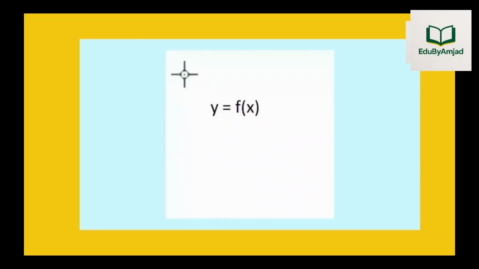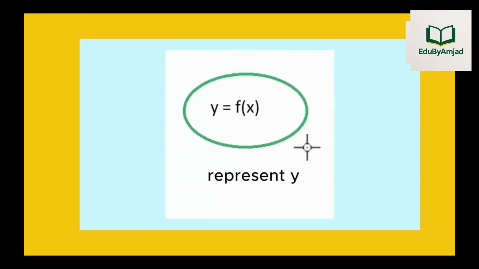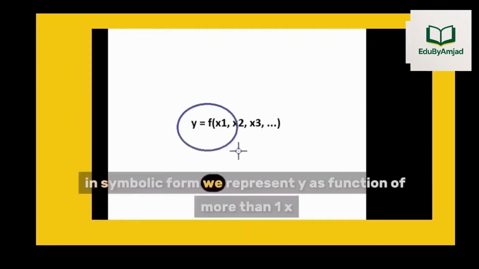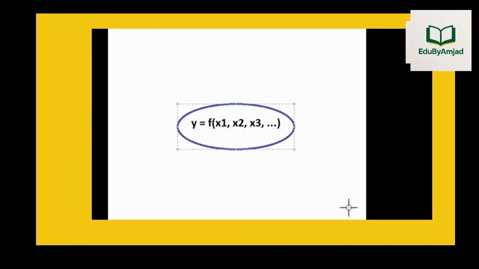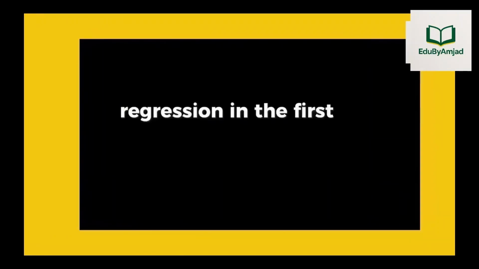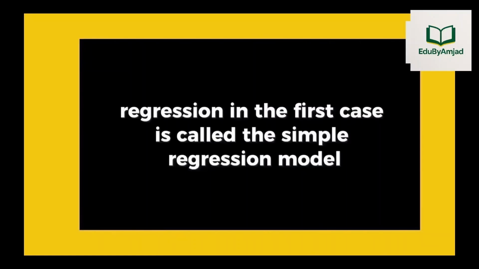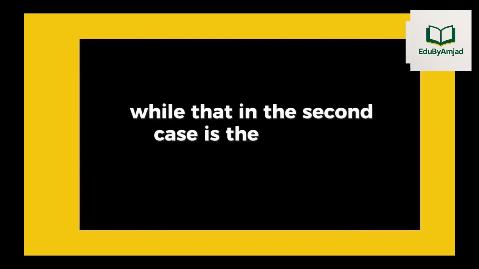Let's assume variable y is a function of a variable x. In symbolic form, we represent y as a function of x. Or, in another case, variable y is a function of more than one variable, x1, x2, x3, and so on. In symbolic form, we represent y as a function of more than one x. Regression in the first case is called the simple regression model, while that in the second case is the multiple regression model.